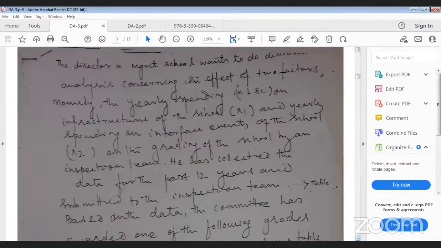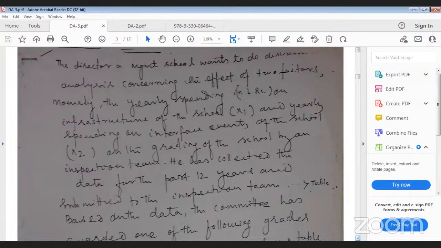So two factors means two independent variables. One is your yearly spending in lakh on infrastructure of the school. Another one is the yearly spending on interface events of the school. Whatever the event, annual function, any fest, any exhibition, science exhibition, like that, what is the yearly spending? And regarding that infrastructure, what is the yearly spending of a particular school?